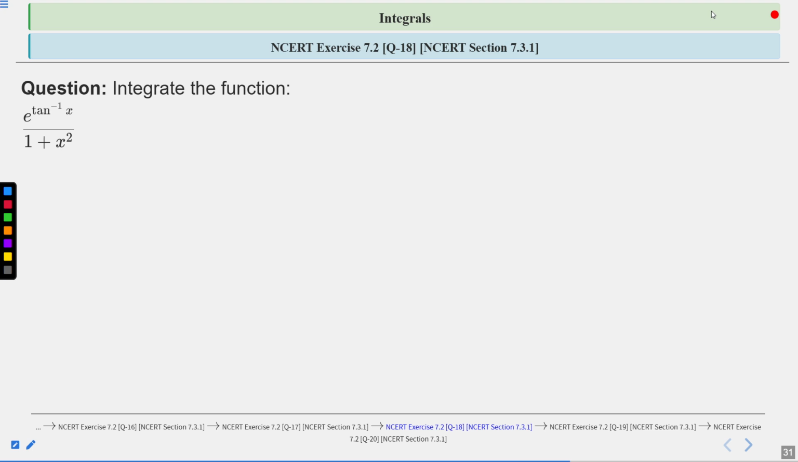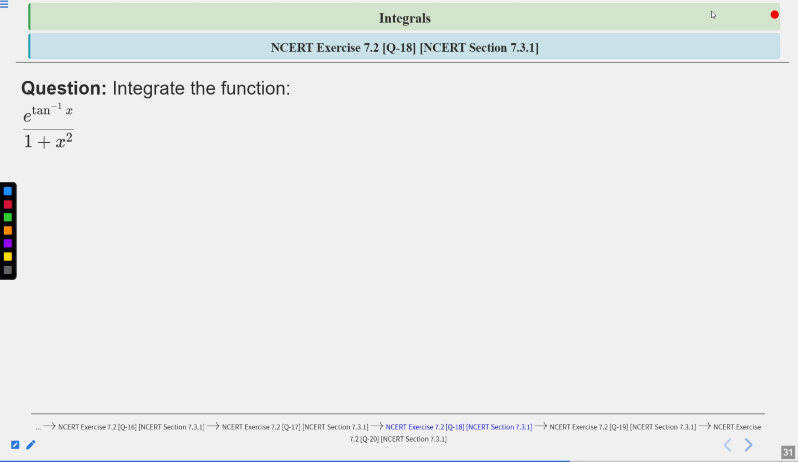Next question is integrate the function, and the function is basically e to the power tan inverse x upon 1 plus x square, and you need to integrate this. Again, what can we do basically? We will think and observe what can be substituted to make this integral easily solvable or in integrable form, right?